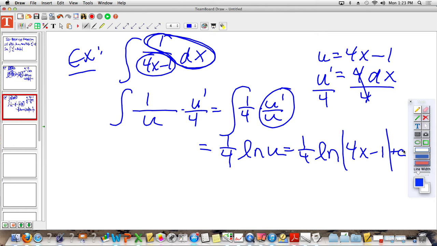So why did you multiply the 1 over u times u prime over 4? Well, I just wanted this to say u prime over u, because I know that the integral of u prime over u is the ln of u. So I just wanted those to be together so I could see that I did in fact have an ln of u there. So I just reordered it. This 1/4 is a constant. I know I can just take that out. And I'm just left with u prime over u, which is ln of u.